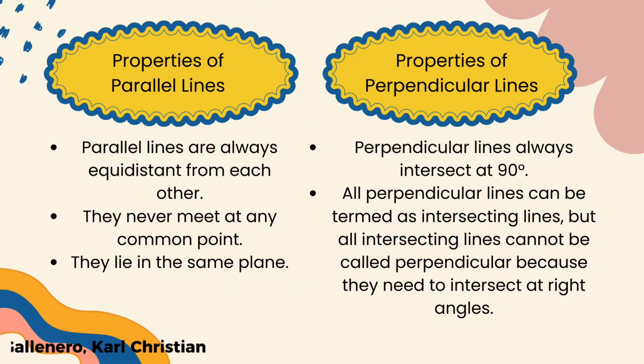Properties of parallel lines. Parallel lines are always equidistant from each other. They never meet at any common point. They lie in the same plane. Properties of perpendicular lines. Perpendicular lines always intersect at 90 degrees. All perpendicular lines can be termed as intersecting lines, but all intersecting lines cannot be called perpendicular because they need to intersect at a right angle.